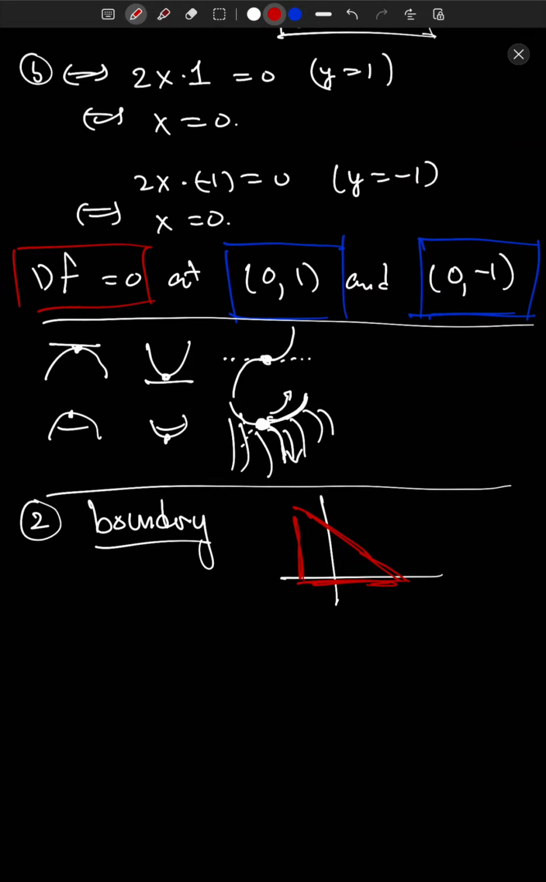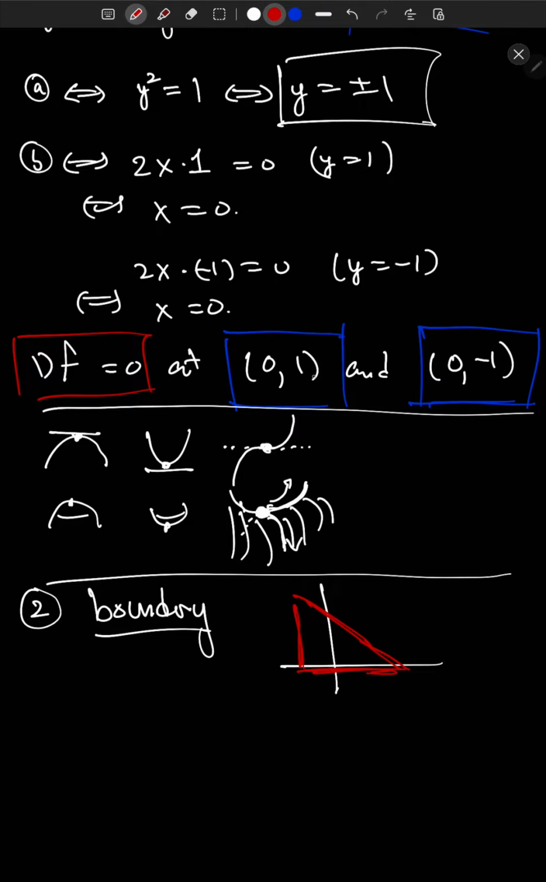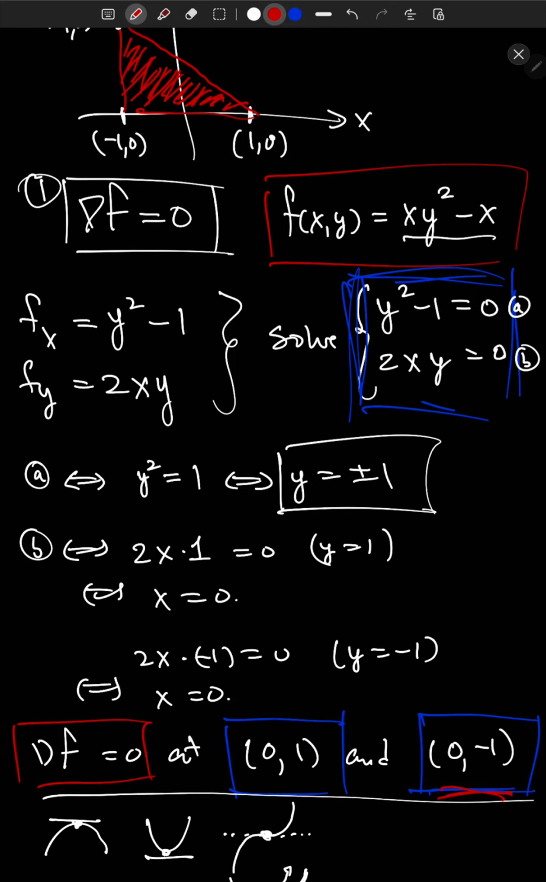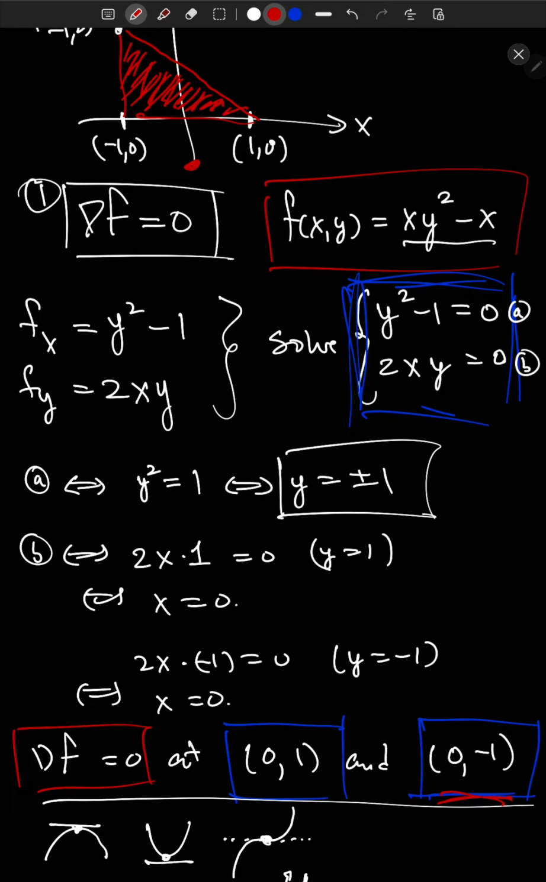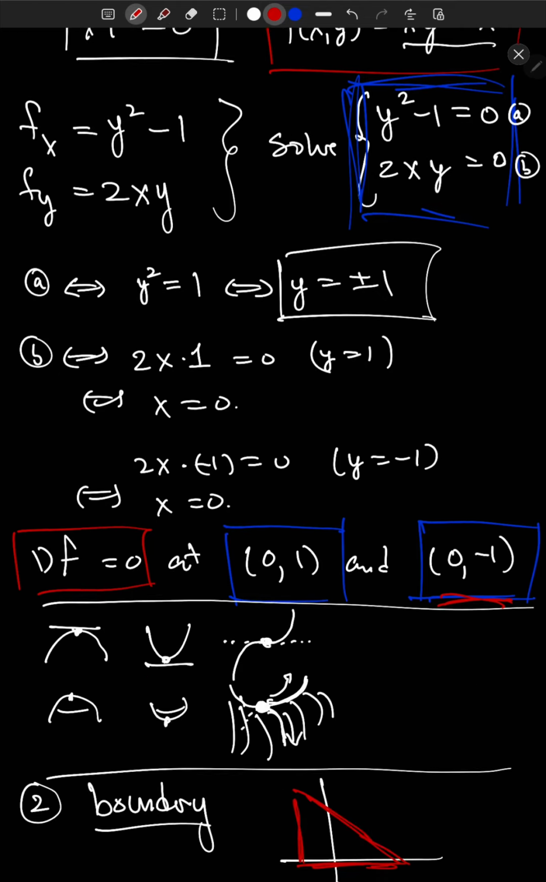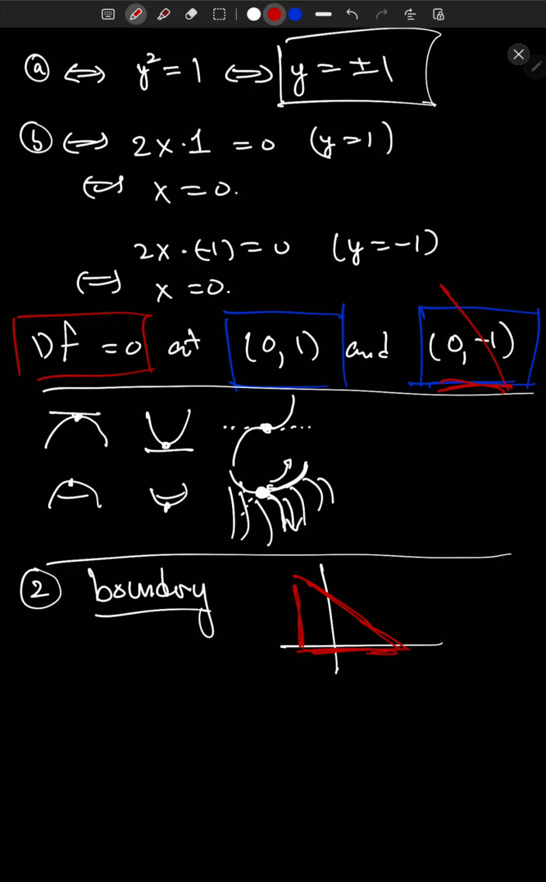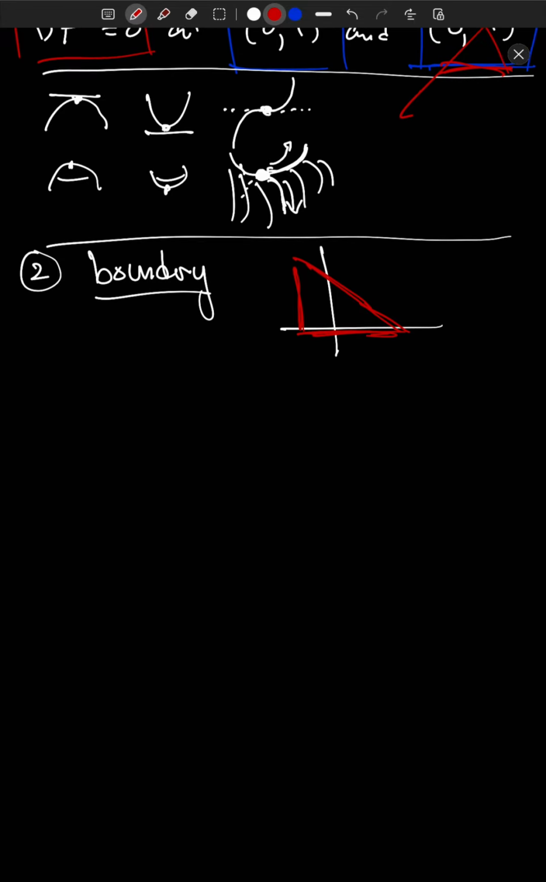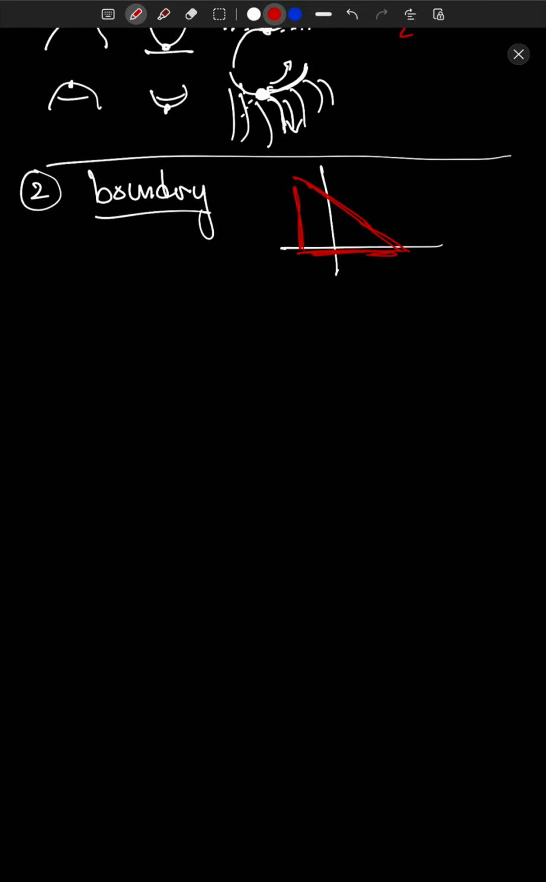Oh, sorry. I should have said something up here. (0, 1) and (0, -1) were our two candidates, but our region of interest is in this triangular region. (0, -1) is somewhere down here, in the negative y, underneath the x-axis. And so (0, -1) actually is not in our region, so we always remember to toss it out. Certainly, we don't want an answer which is not even in the region that we're interested in. Okay, so our boundary actually is quite complicated.